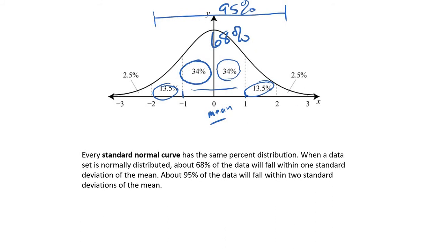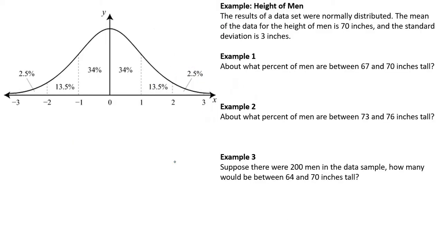And then we've got a little bit out here, a little bit out here, and it keeps going. So every standard normal curve, this is key, has the same percent distribution. When it's normally distributed, about 68% within one, about 95% within two. Then we've got a little bit beyond, a little bit beyond. That's the big idea. Let's go look at an example and apply that.